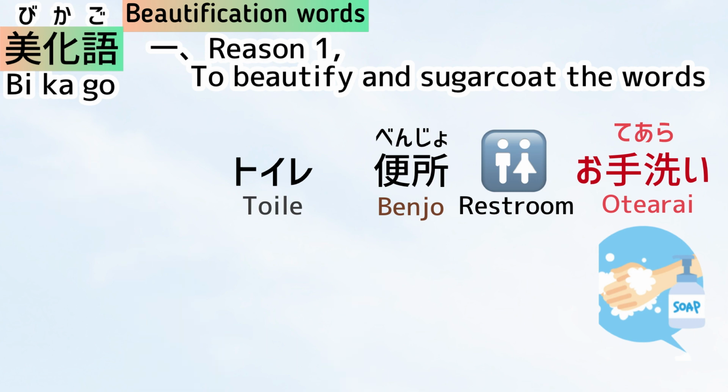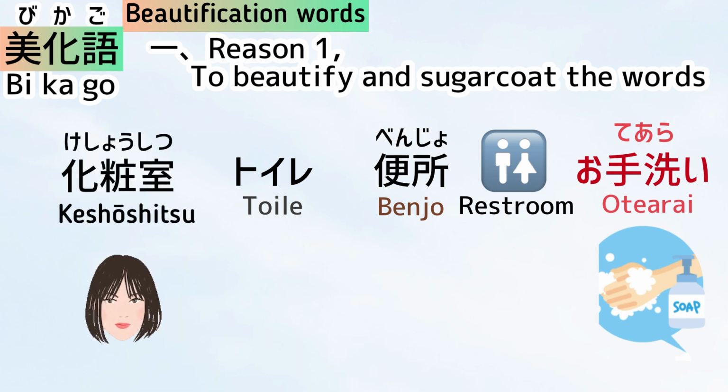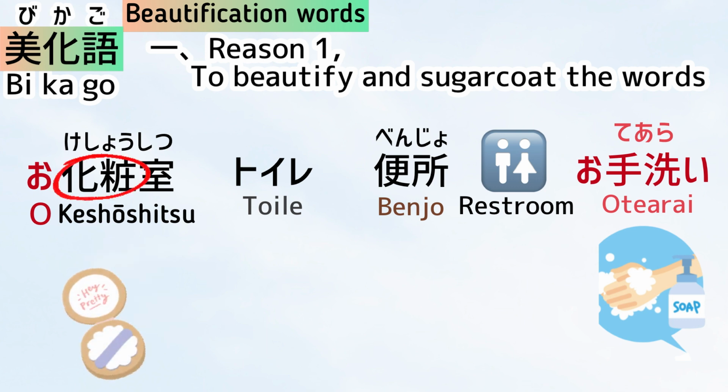For information, if you are a woman, keshoushitsu or okeshoushitsu sound more classy. Keshou means makeup. This kanji, shitsu, represents room. So, keshoushitsu means powder room, which indicates restroom. Go back to the topic. Why do we have to add o or go to the beginning of words?